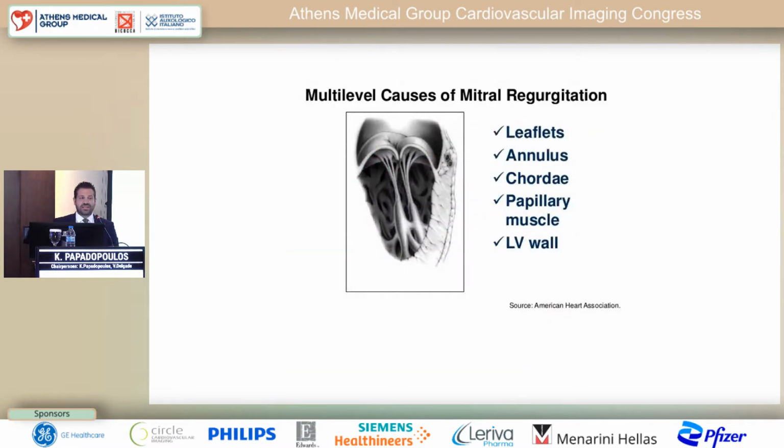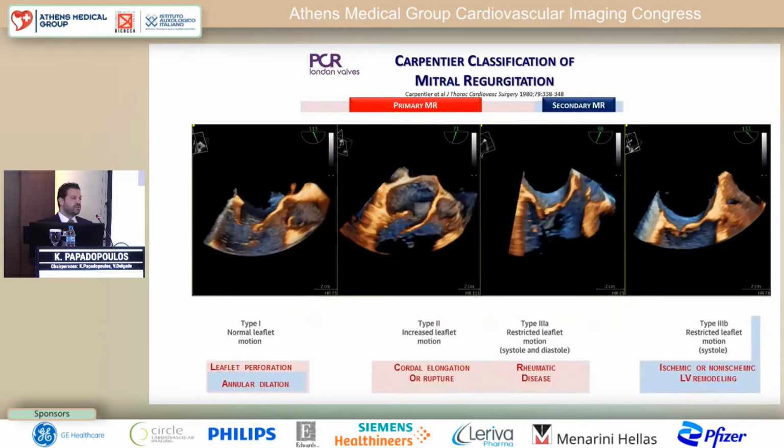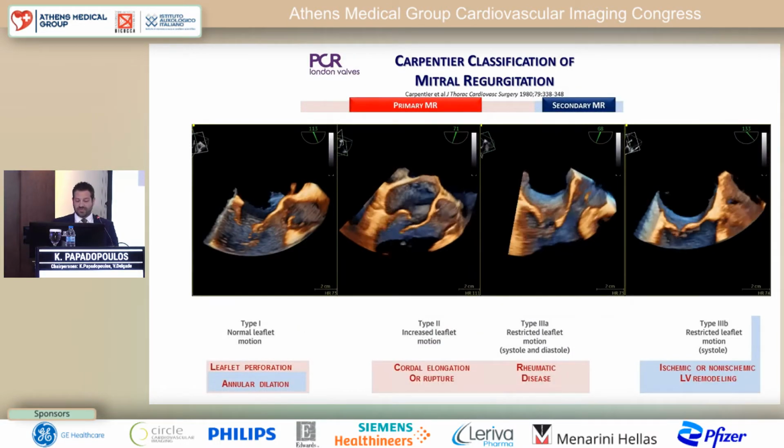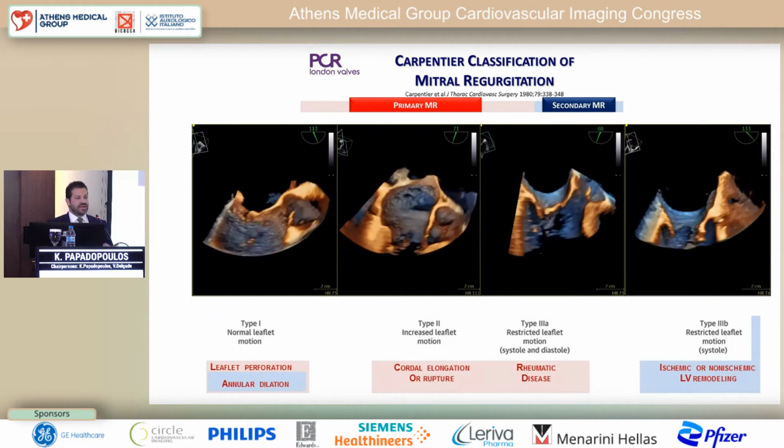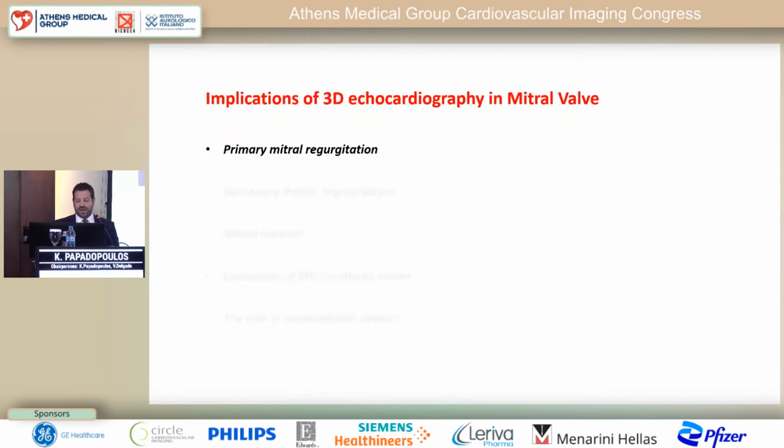In mitral regurgitation, we know that there are many reasons why MR can develop. It can come from the leaflets, the annulus, the chordae, the papillary muscles, and the left ventricular wall. We need to differentiate degenerative from functional mitral regurgitation. When we talk about degenerative, we have to remember that mainly it's a prolapsing valve. And in order to have a common language, like Dr. Fiore said before, we use the Carpentier classification in order to name the type of MR.